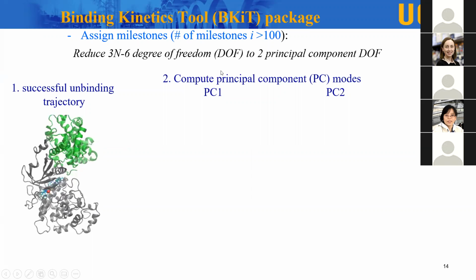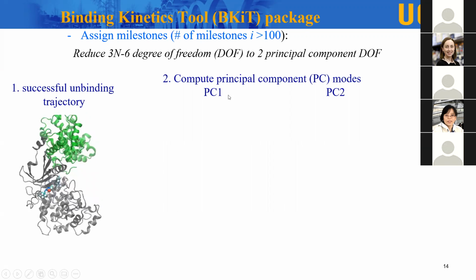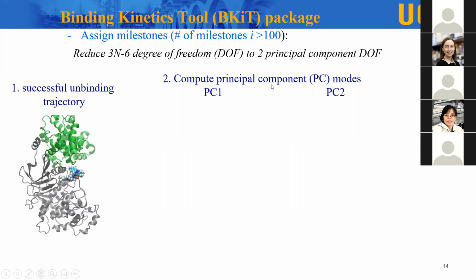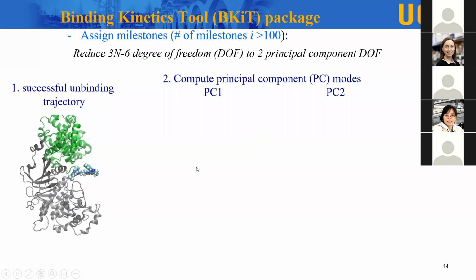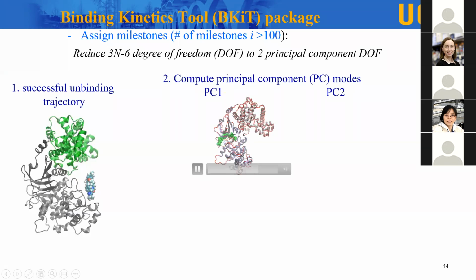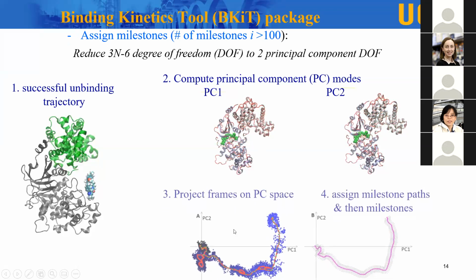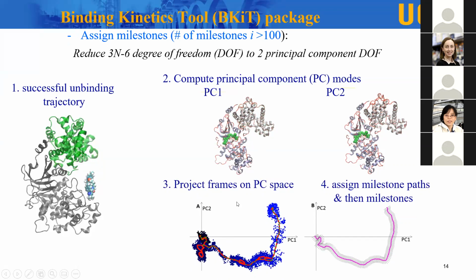So what we try to do is, my graduate student and then a postdoc in my group, Chia-en, had this very small idea. He used the principal component, which is a mathematical way to process this unbinding trajectory. So take the first two PC modes, and you can see the motion. So not just the ligand moves, the protein also moves. So using these two principal component modes as a coordinate and to assign milestones.